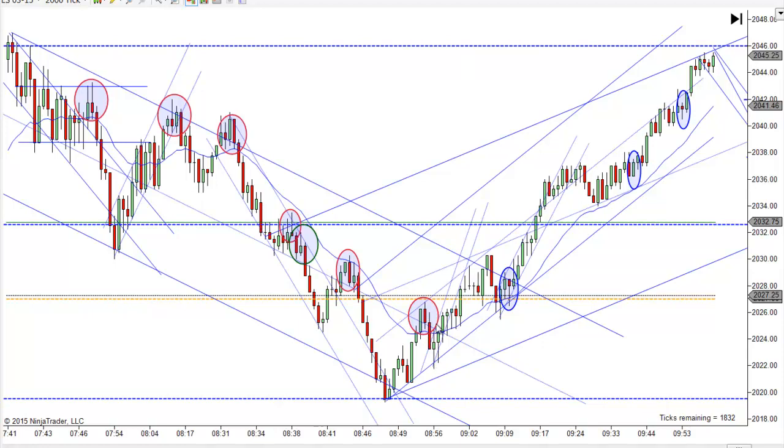And then when we bounced right off that little, those first two swings right there, that confirms that. You really could have gone long right there too. I didn't mark that one, but I'm going to go back and mark it.